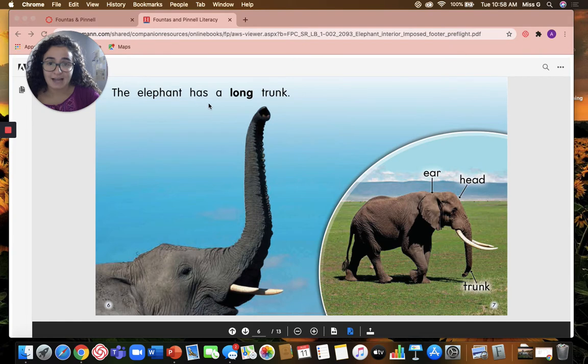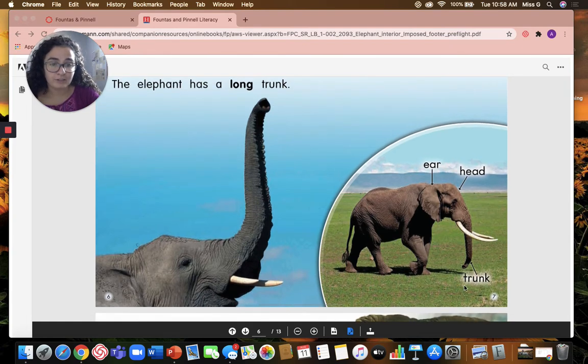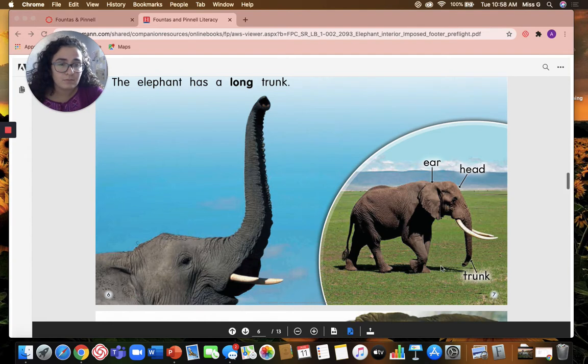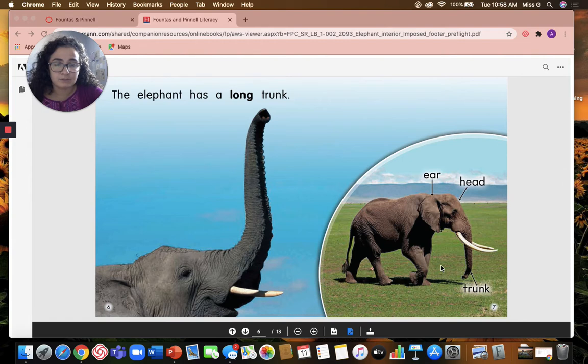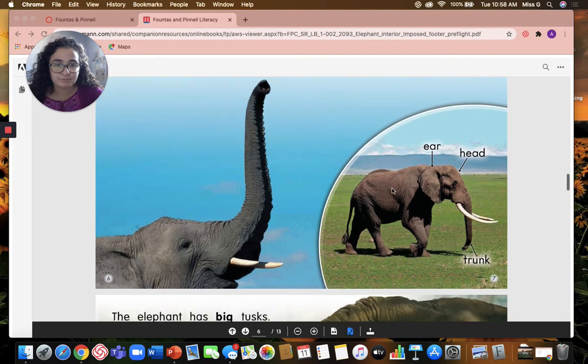The elephant has a long trunk. And look, we have a new label. Head, ear, and trunk. Now, what's happening with the labels? What do you think? A new label is added to each new part of the body we learned about. Keep in mind how labels can help us learn about a particular topic or image.